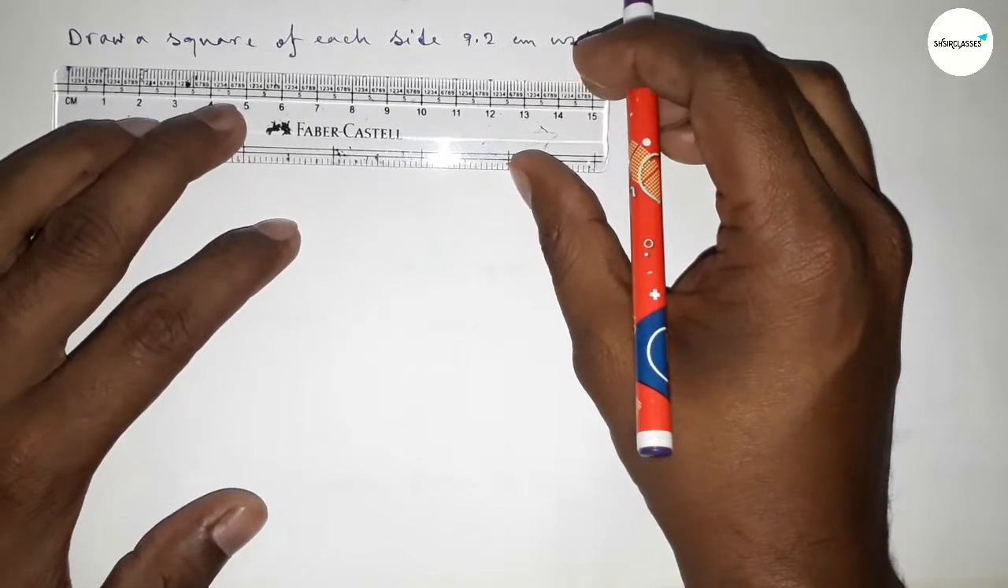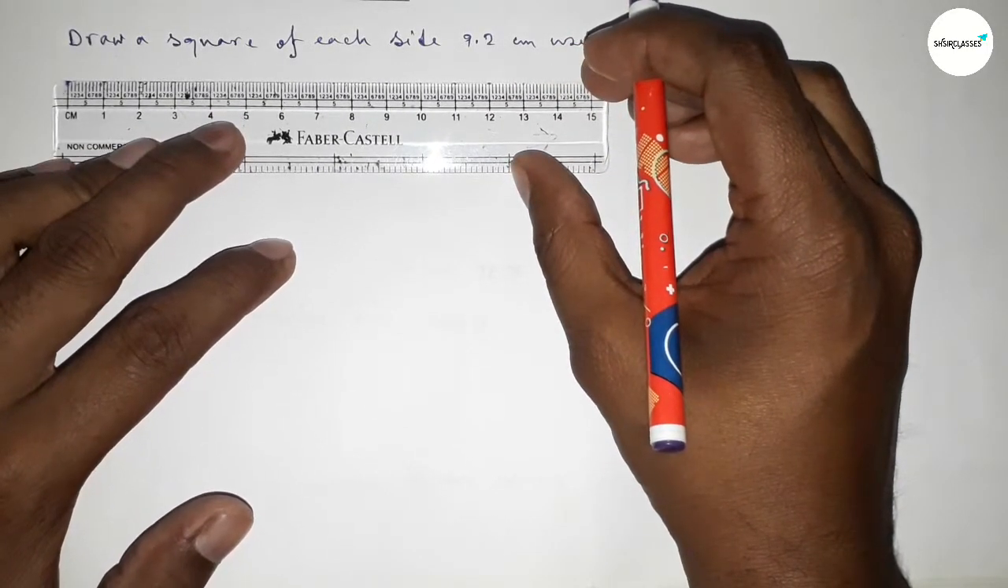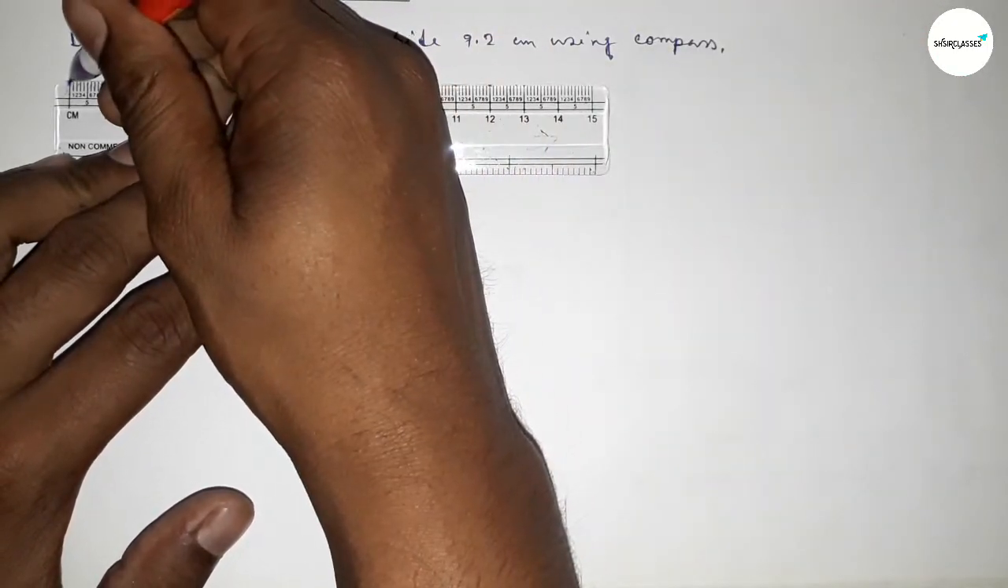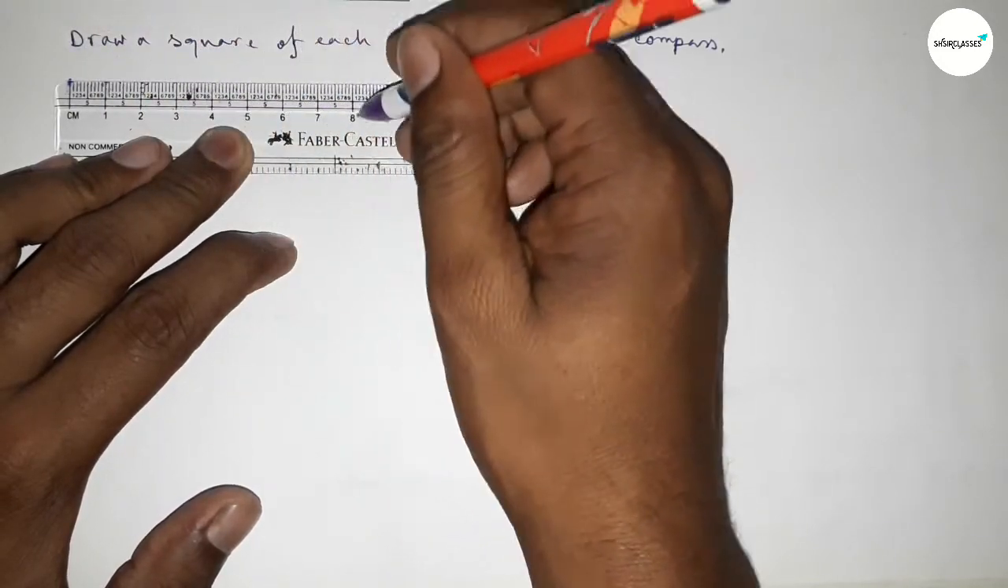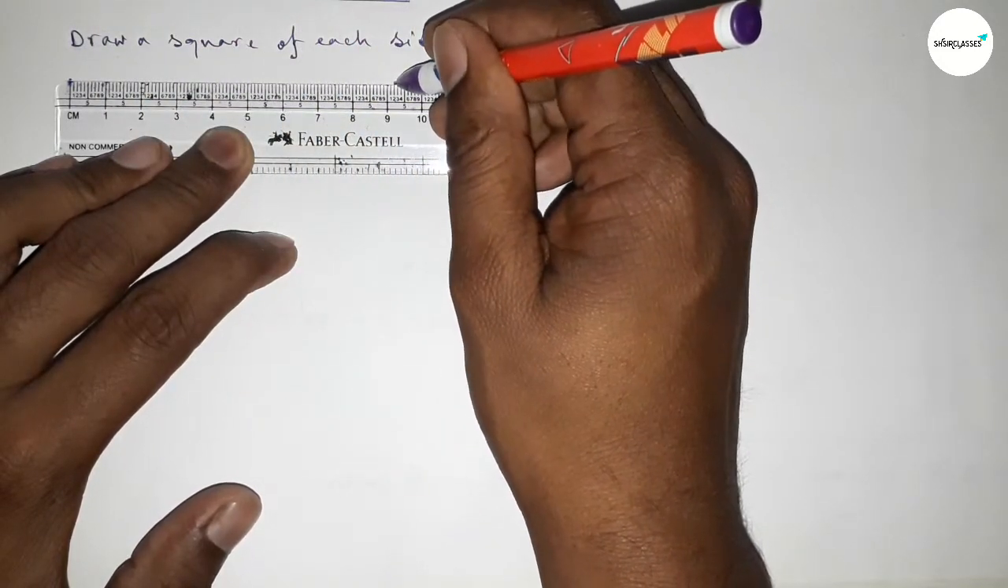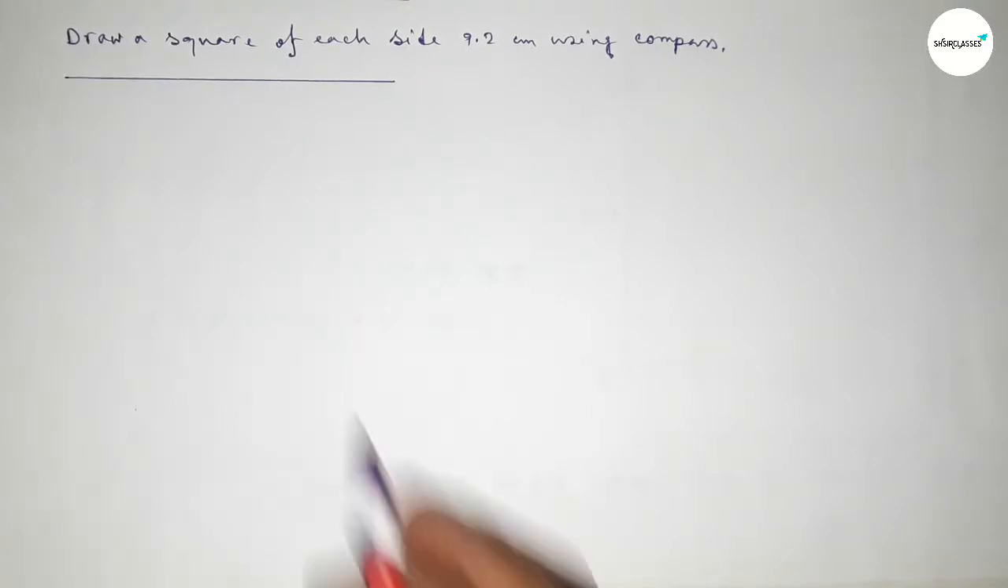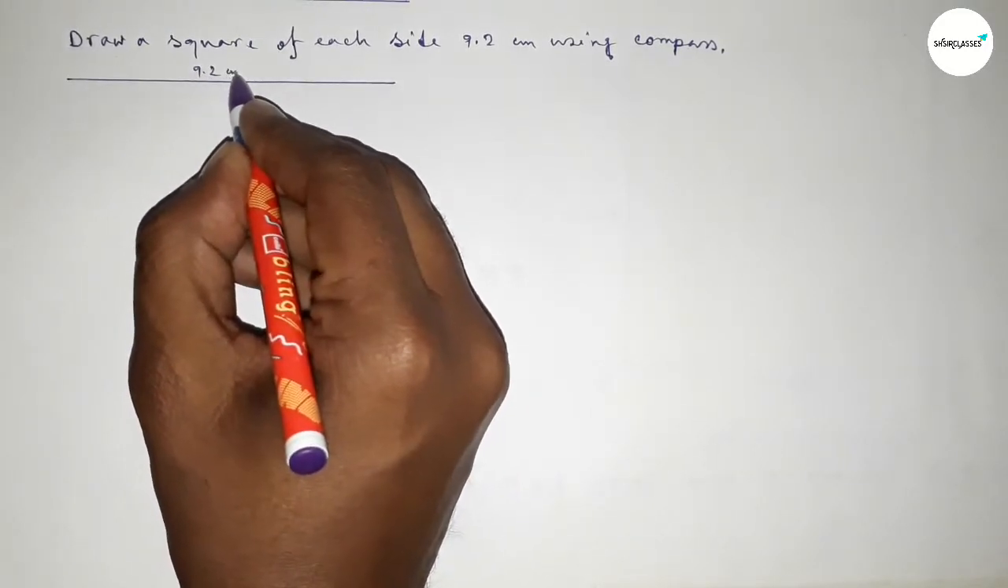First of all, we have to draw here a line of length 9.2 cm. So starting from 0, 1, 2, 3, 4, 5, 6, 7, 8, 9, and this is a 9.2 cm line. So this line is 9.2 cm.